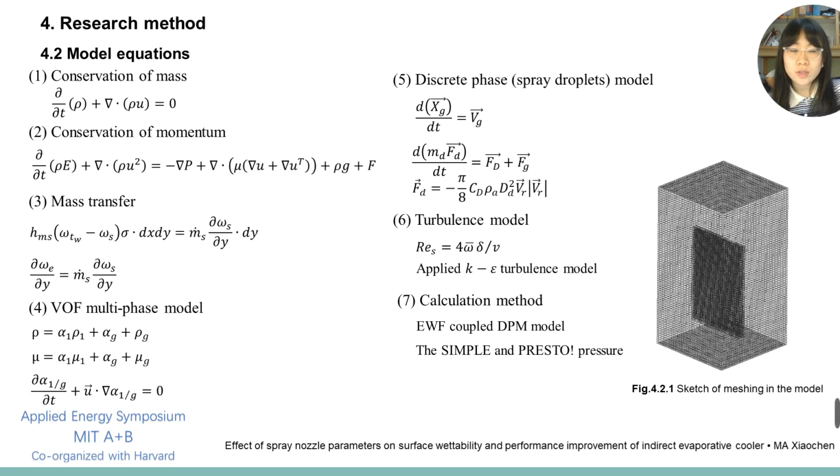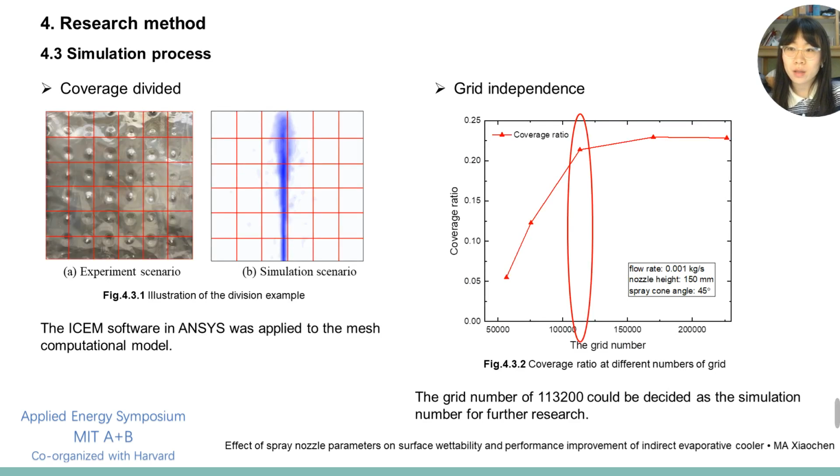For the model equations, they can describe the working principle of the IEC, and they contain the conservation of energy, mass transfer, multi-phase model, and EWF coupled DPM model, also the model transfer. And to carry out the simulation process, we should divide the plate of the experiment scenario and the simulation scenario into the same number of grids.